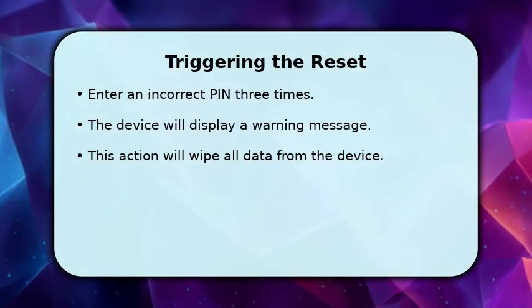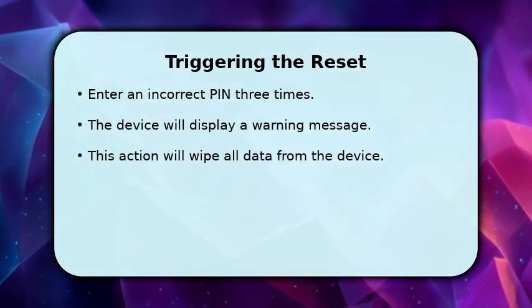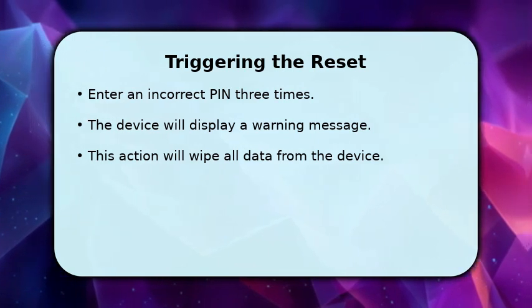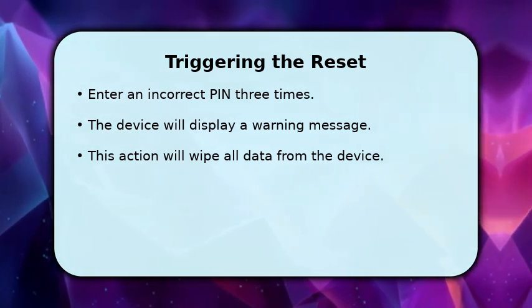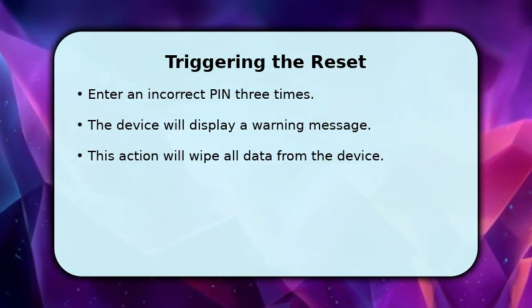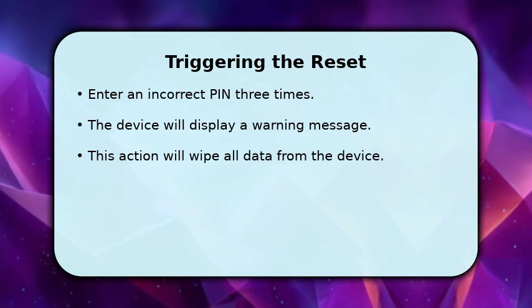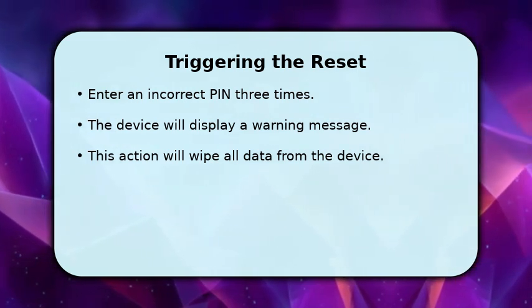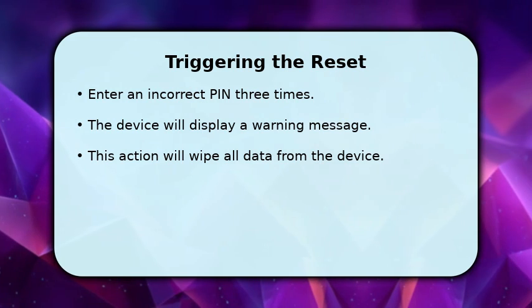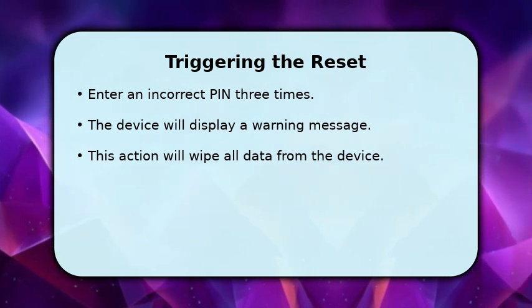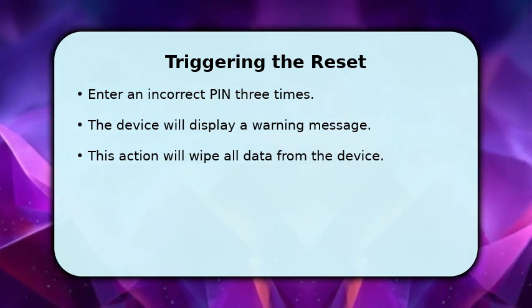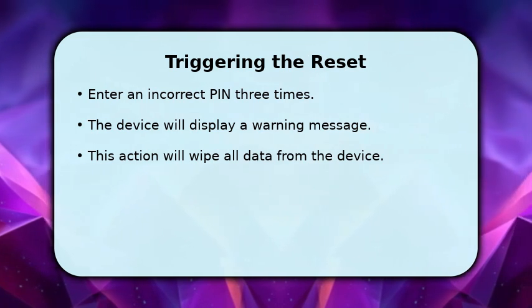To initiate the reset, you'll intentionally enter an incorrect PIN 3 consecutive times. After the third incorrect attempt, your Ledger Nano S will display a message indicating that the device is being reset. This security feature automatically wipes all data and settings from the device, returning it to its factory state. This is a normal and expected part of the reset process.